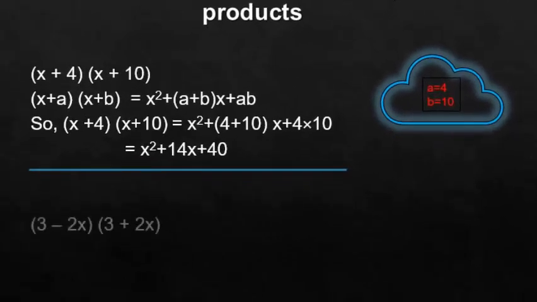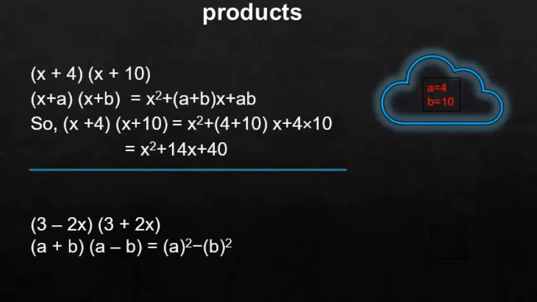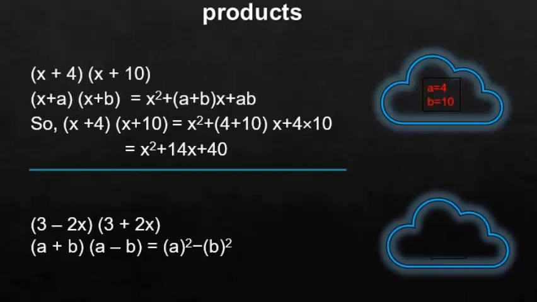Next you can see 3 minus 2x multiplied by 3 plus 2x. From here it is very clear it is in the form of a plus b into a minus b, which is equal to a square minus b square. What is your a here? 3. What is your b here? 2x. That you can see in the cloud given at the right side.